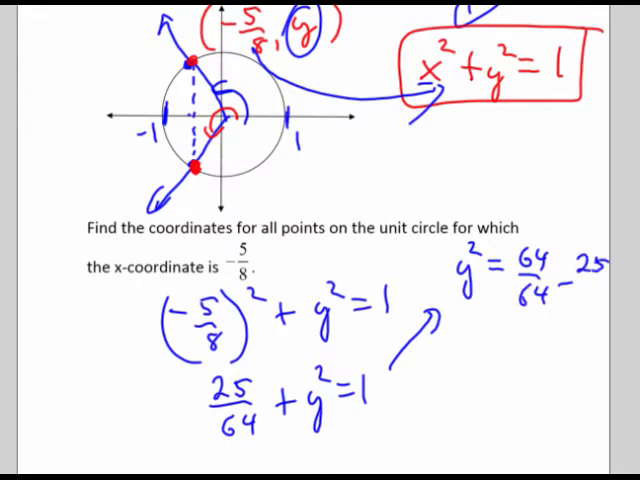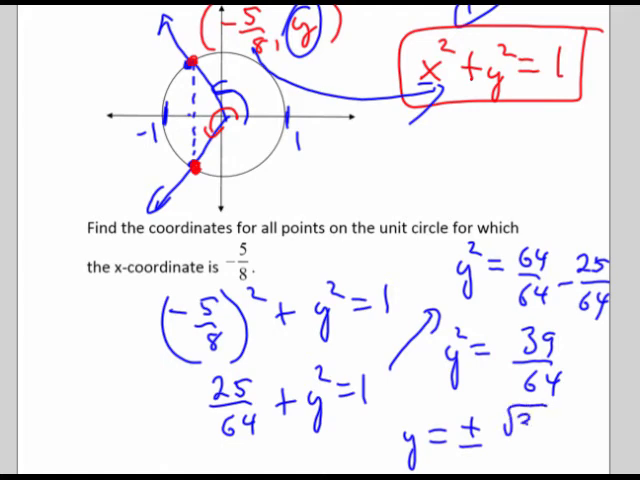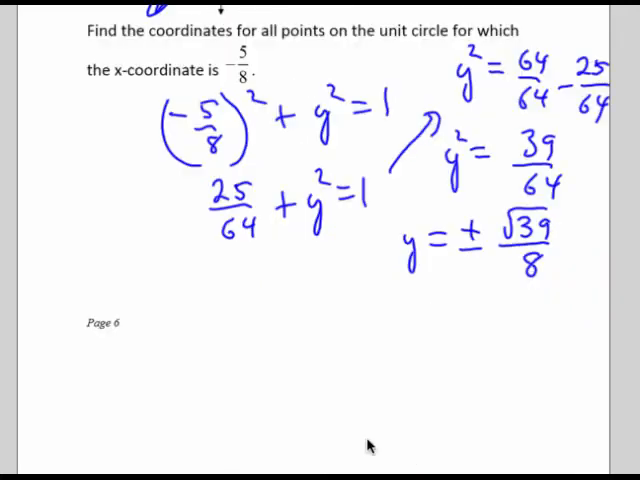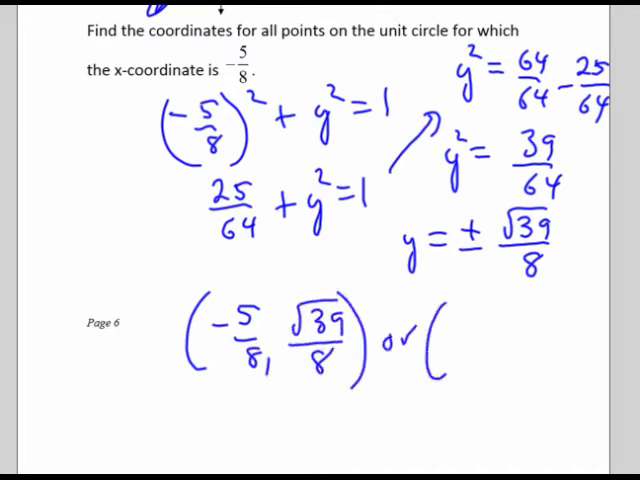So 1 is 64/64, minus 24/64, which is 39/64. Square root both sides, and we get plus or minus the square root of 39 over the square root of 64, which is 8. And so to answer the question, our coordinates are negative 5/8, positive that, if my angle terminates in quadrant 2, or this, if my angle terminates in quadrant 3.